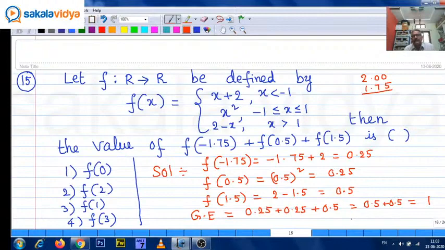you can write 1 square. 1 square means x square, that is nothing but f of 1. So that means the third option is the right option.